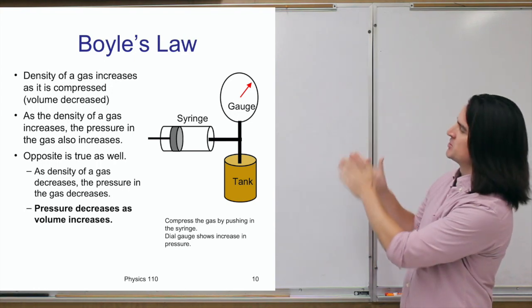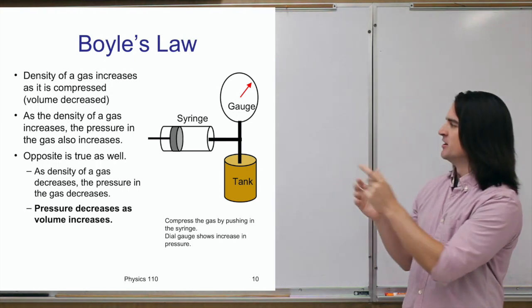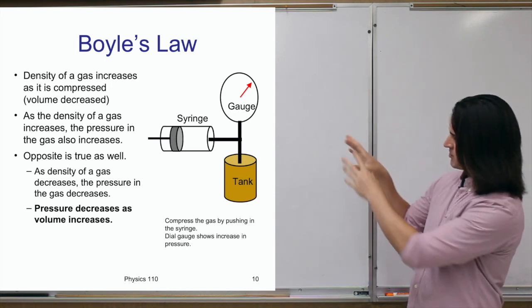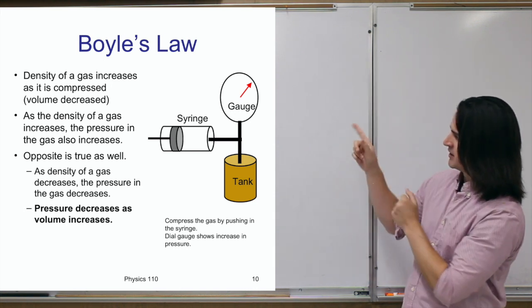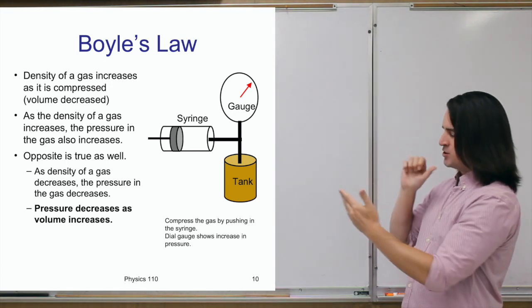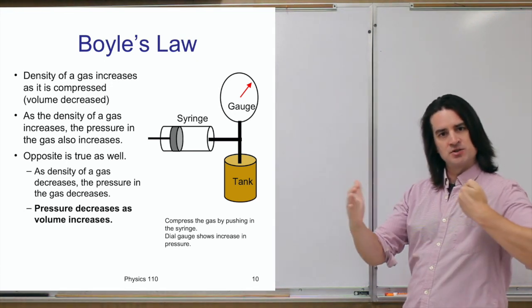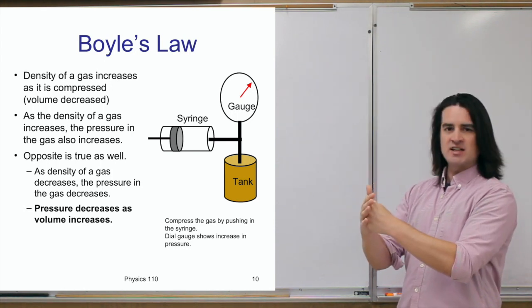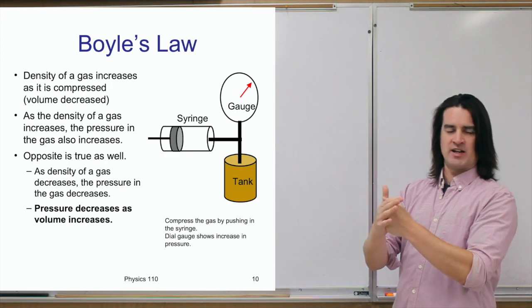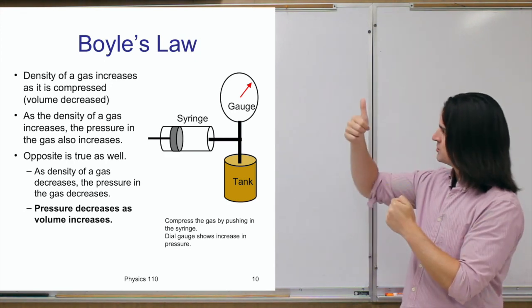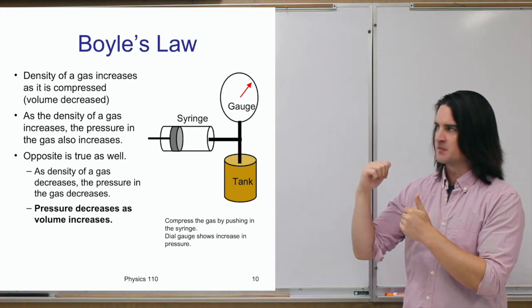As an example of this diagram here, if you have a syringe connected to a tank, so there's air in the syringe, there's air in the tank, and those things are connected to a pressure gauge. When you push the syringe in, you're compressing that volume of gas. It's going to increase the density of the gas, and it's going to increase the pressure in that gas. So if you push the plunger in, you'll see that pressure gauge go up.